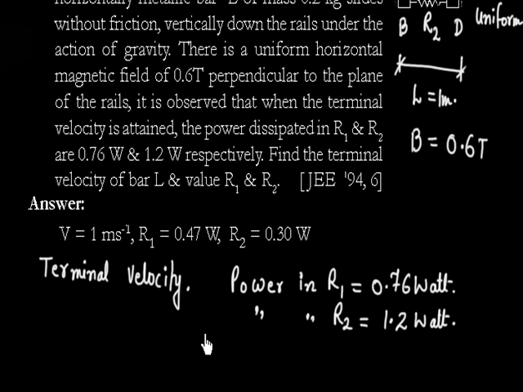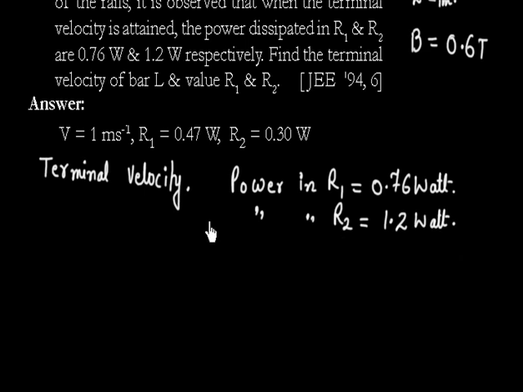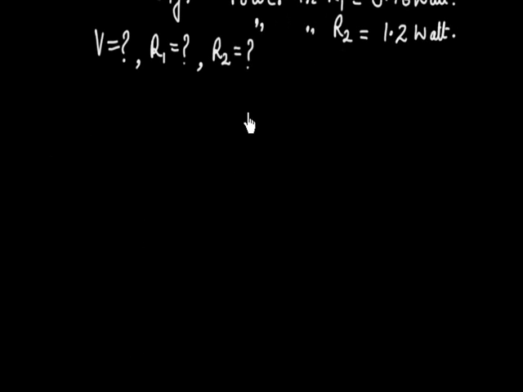We have to find the terminal velocity, and R1 and R2. So three things we have to calculate: what is the terminal velocity, what is the value of R1, and what is the value of R2. Are you getting or not? How will we proceed for this one? Now let me first make the diagram, so things are easy.